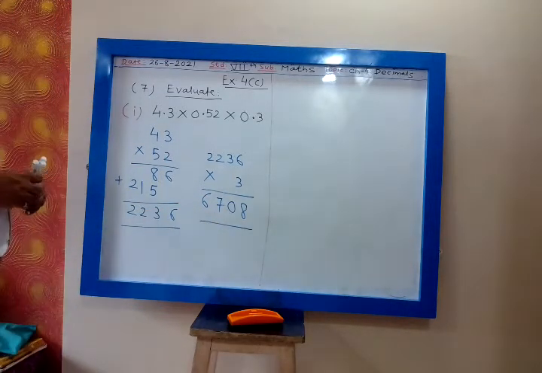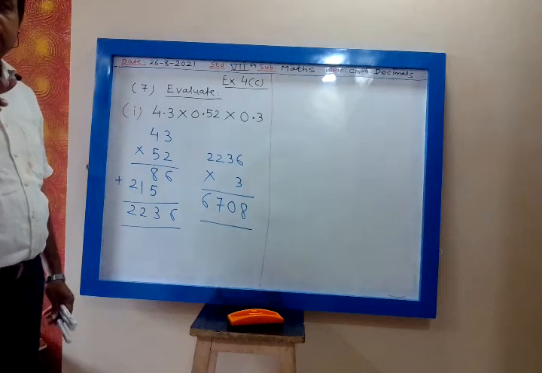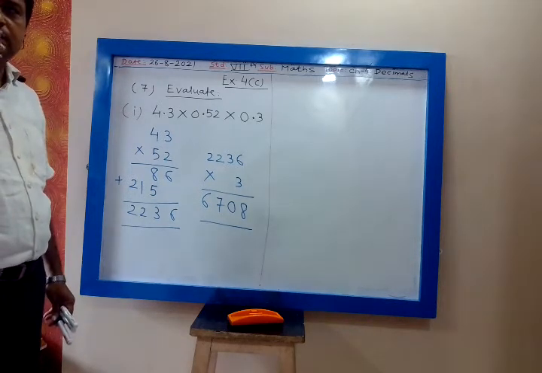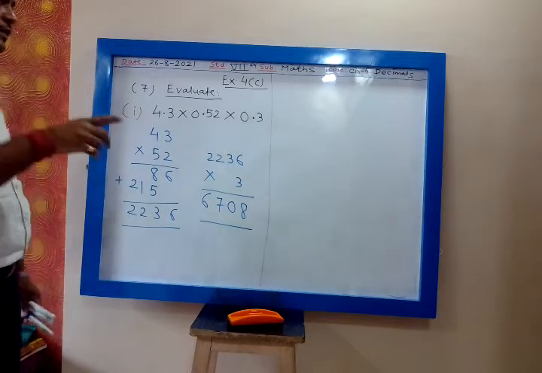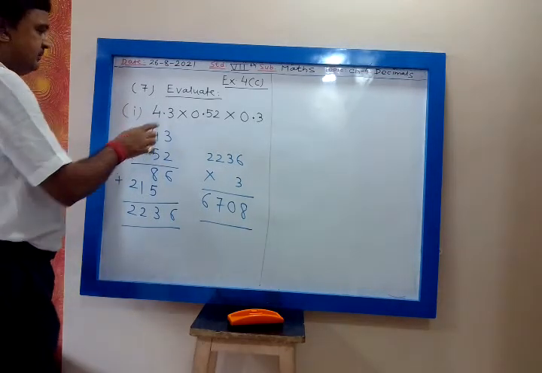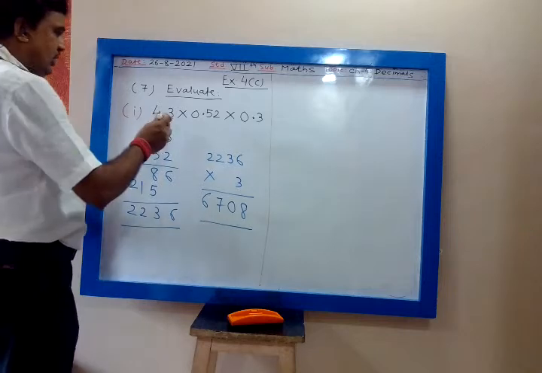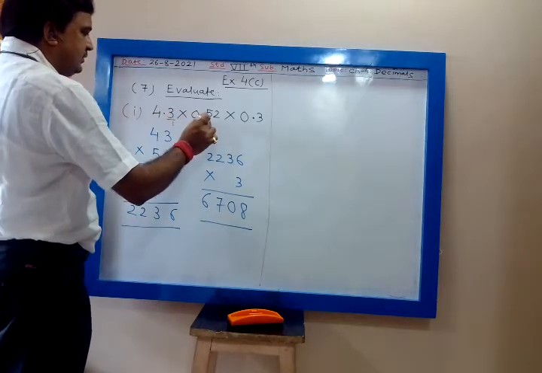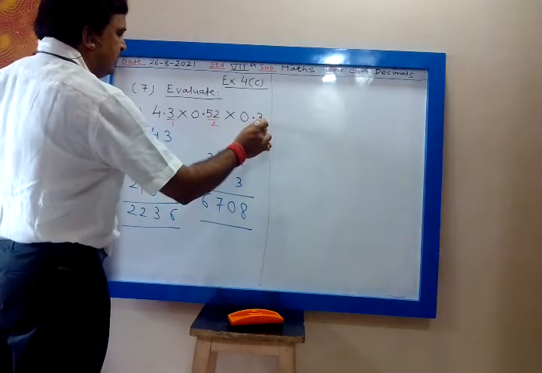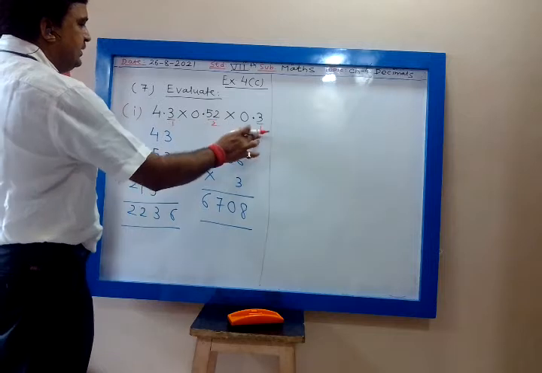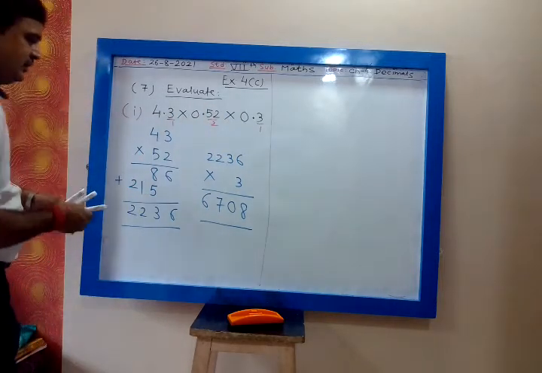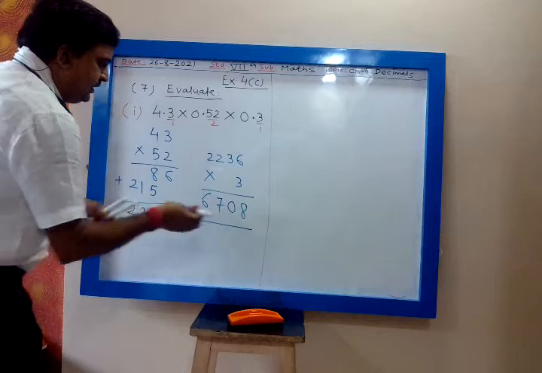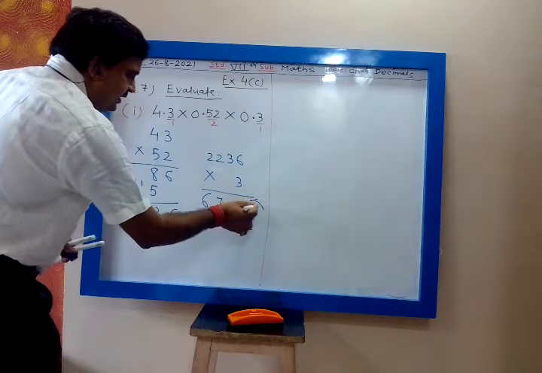But see here, in the product the decimal will be the sum of the decimals of the multiplicand and the multiplier. How many decimal places? 1. How many decimal places? 1. This is 2. This is 1. So 1 plus 2 plus 1 is 4. 6 7 0 8. So from the right you have to place the decimal.